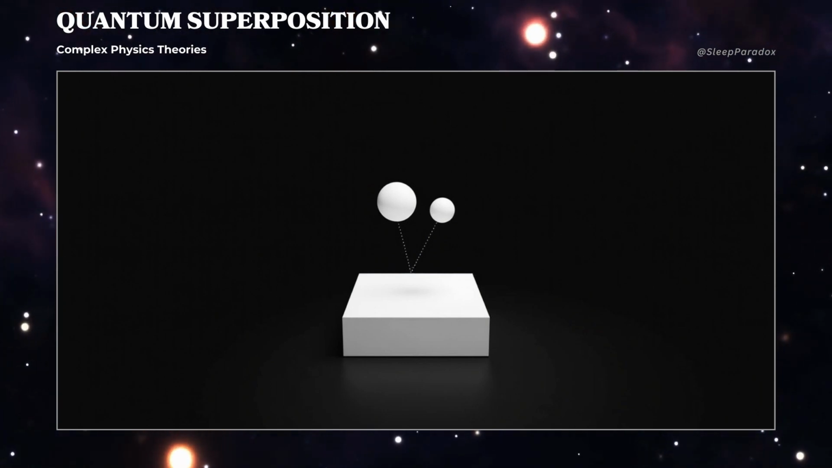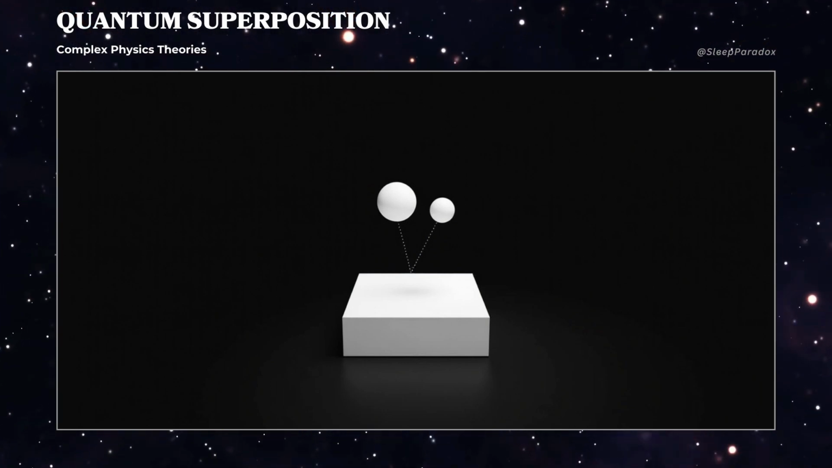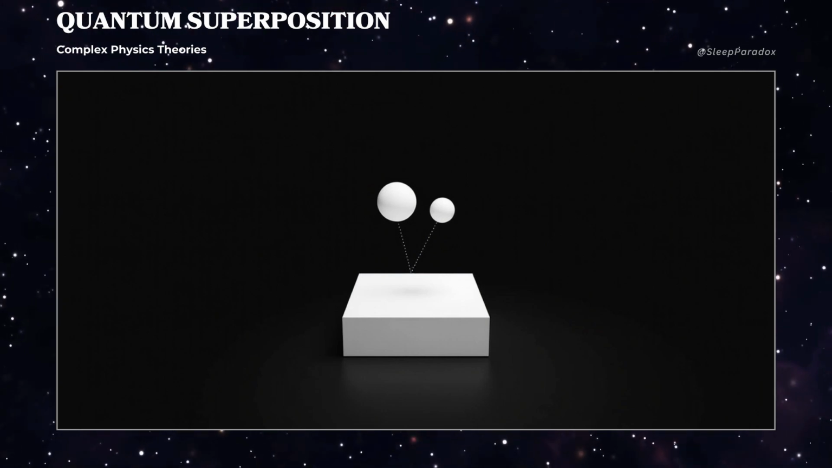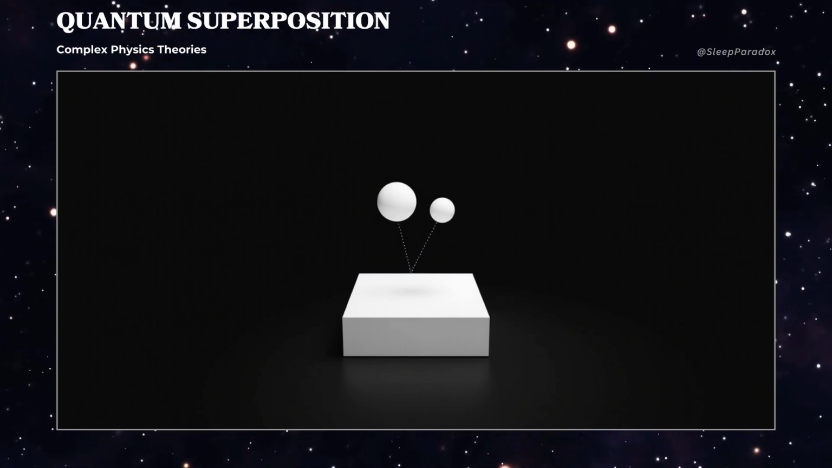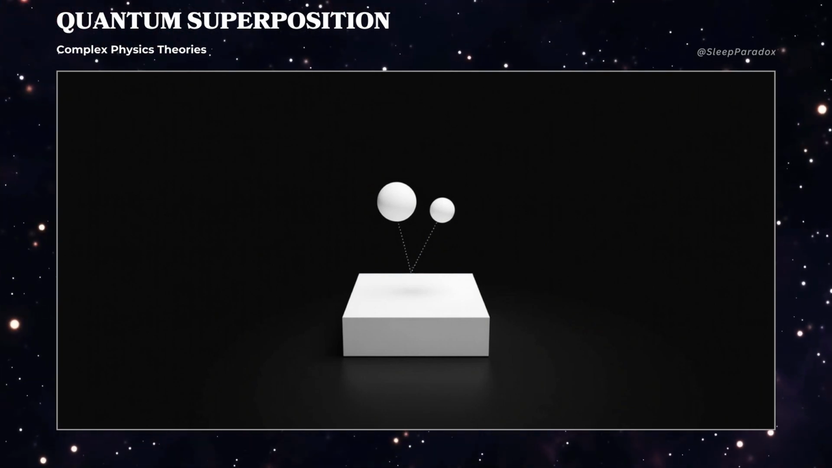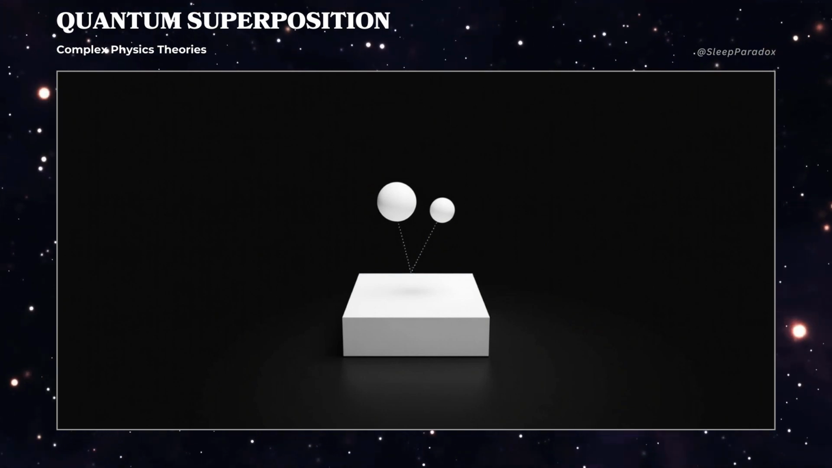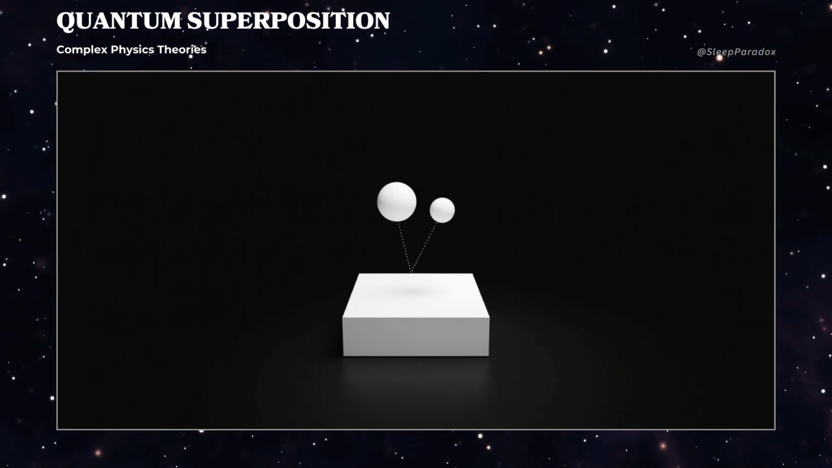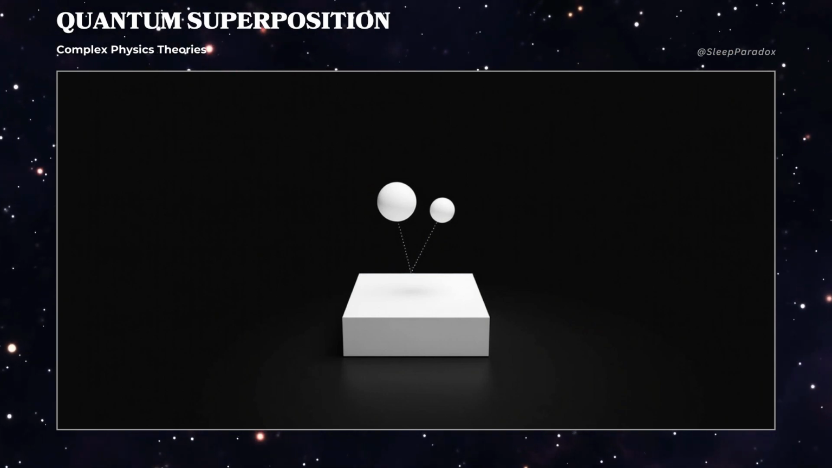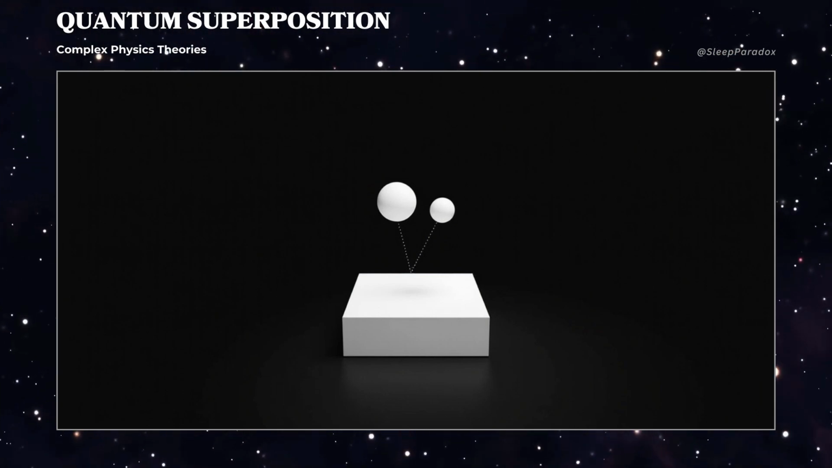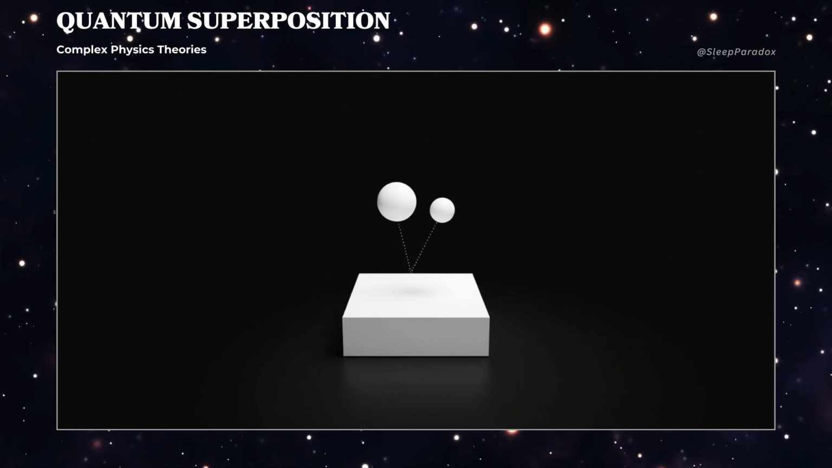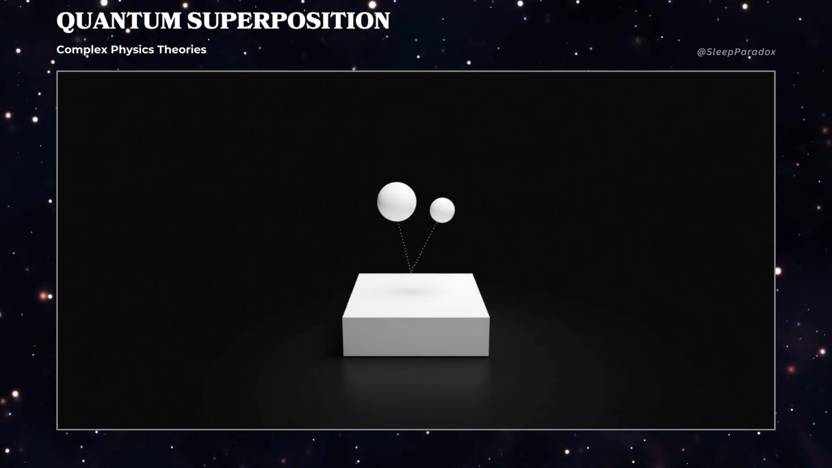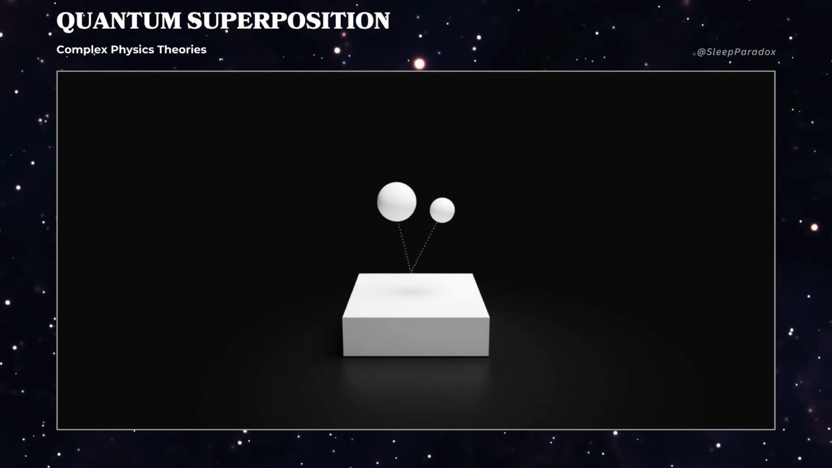It tells us that nature does not commit to one possibility until it has to, that the universe at its smallest scale is not fixed or definite, but fluid and probabilistic. It may sound strange, even unsettling, but superposition is not a flaw in our understanding. It is a fundamental feature of how the quantum world operates, and without it, the world we know could not exist.